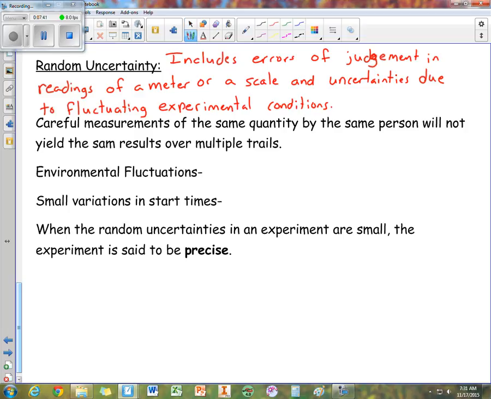And there are reasons for that. So again, experimental fluctuations, we want to be able to keep everything the same, but there's always going to be slight temperature variations. So, you know, things will expand with heat. In electronics, electrons will leak off of wires. So there's always a little bit of noise when you take an electronics measurement. And there's always small variations in start times.